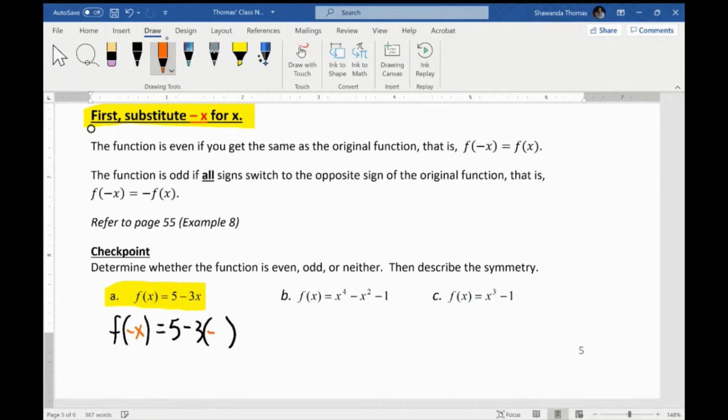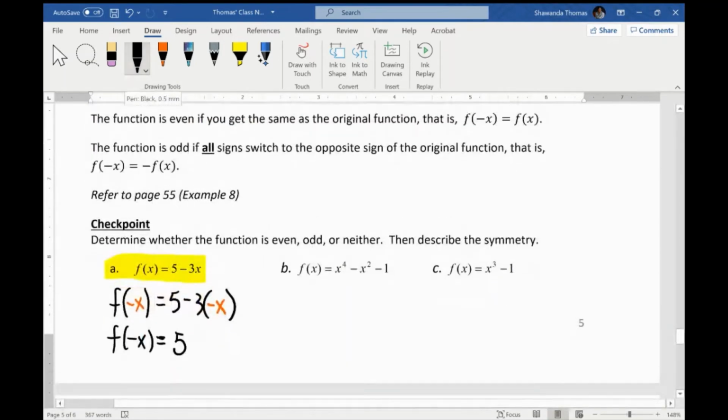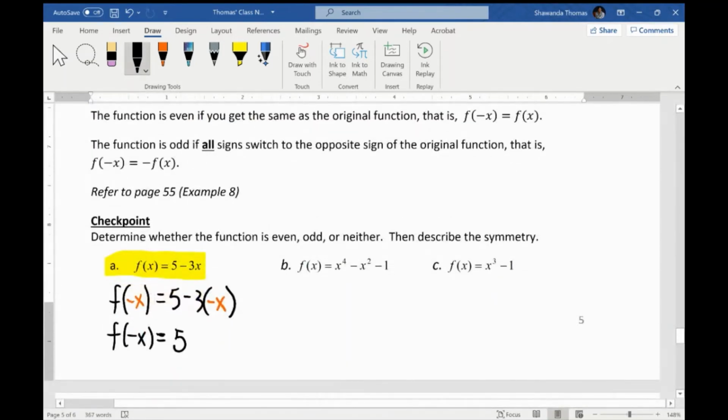All right. And then what we're going to do is clean up the right side. So we have 5. What else we have? Plus 3x. Plus 3x. Yeah. Plus 3x. Very good. That's all we can do. Now, we're going to compare.